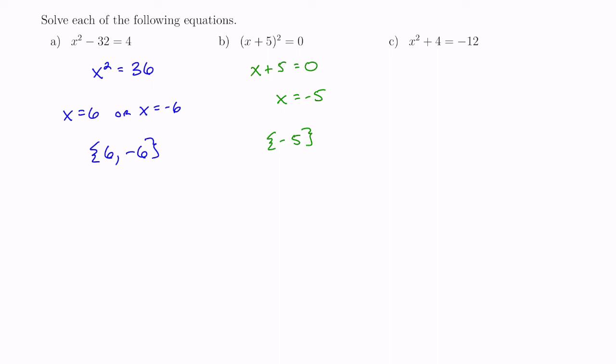In part C, we're going to follow the same process we used on the first two parts. We're going to isolate the squared term and then solve it using the square root property. In part C, we have x squared plus 4 equals negative 12. To solve that, we'll begin by subtracting 4 from both sides of the equation, giving us x squared equals negative 16. By trying to apply the square root property to this equation, x squared equals negative 16, we end up with either x equals the square root of negative 16, or x equals the negative square root of negative 16.